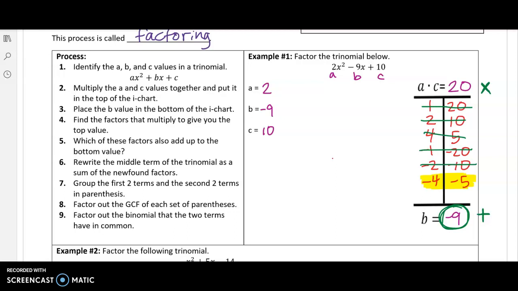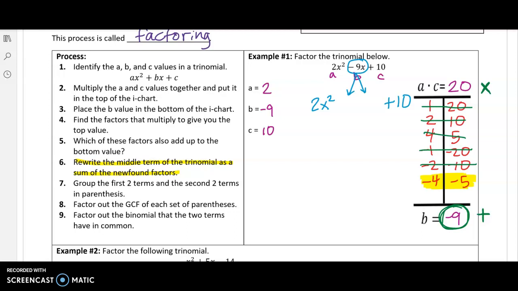Okay, so what we're going to do here, and this is step 6, is rewrite the middle term of a trinomial as the sum of the newfound factors. So you can see your trinomial there at the top, and we are going to rewrite it. So 2x squared is going to remain the same for now, and so is your plus 10. Notice I'm leaving space here. Okay? I'm going to rewrite that middle term as the sum of my two new factors.